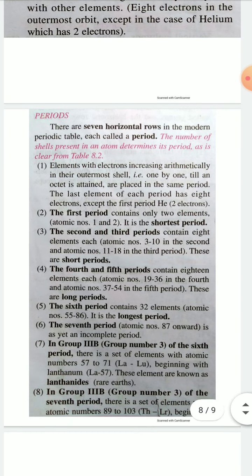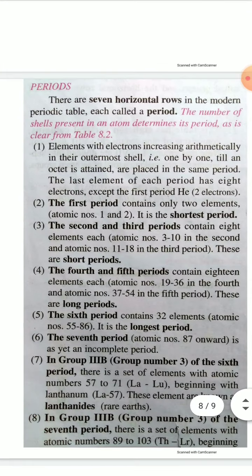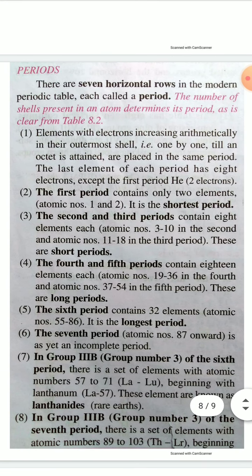Now periods. I have told you that there are a total of 7 periods in the modern periodic table. Periods are horizontal rows, and they are numbered 1, 2, 3, 4, 5, 6, 7. In total, the modern periodic table has 18 groups and 7 periods. The elements with electrons increasing one by one in their outermost shell till the octet is attained are placed in the same period. The last element of each period has 8 electrons, except in the first period, where helium has 2 electrons.